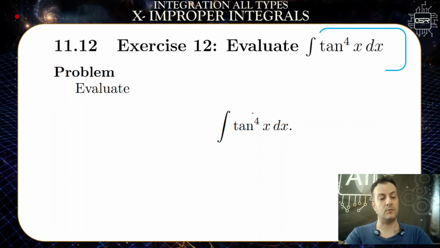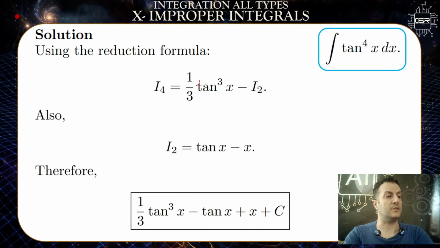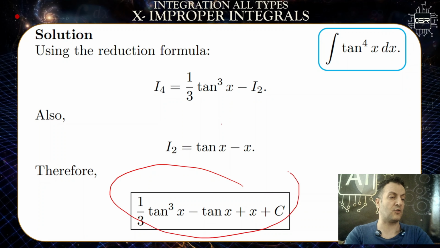But here, what is relevant is using this formula to solve the integral of tan^4 x dx, for example. So I4 is equal to 1 over (n minus 1), which is 1/3, times tan^3 x minus I2. I2 equals tan x minus x. So it becomes 1/3 tan^3 x minus tan x plus x plus c.